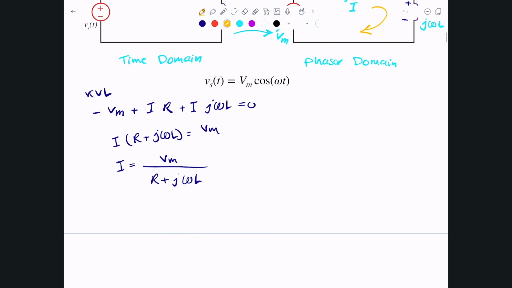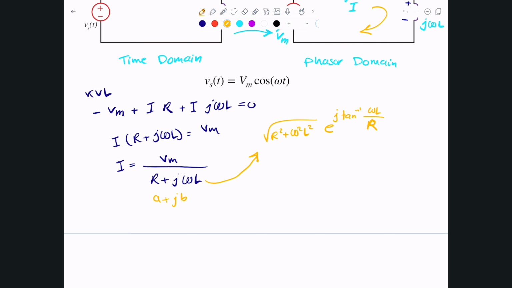Hopefully you recognize that this is a complex number of the form A plus jB, and we can represent it in a different format if we wanted to. That format, for example, is polar or exponential format. In exponential format, the magnitude is the square root of A squared plus B squared, which is the square root of R squared plus ω squared L squared, e to the j tangent inverse of B divided by A, and A is R in our case.